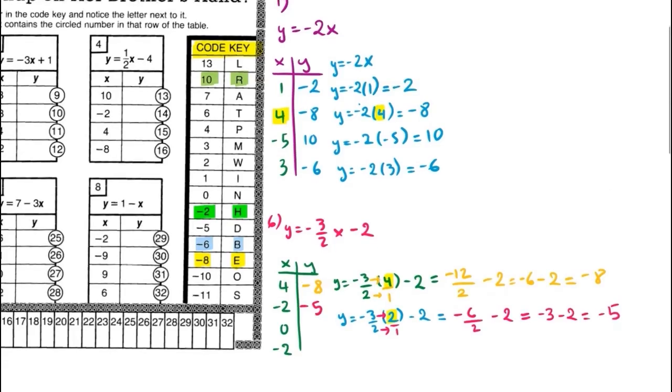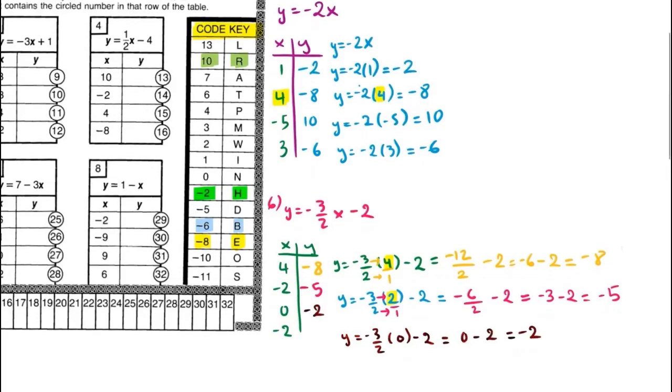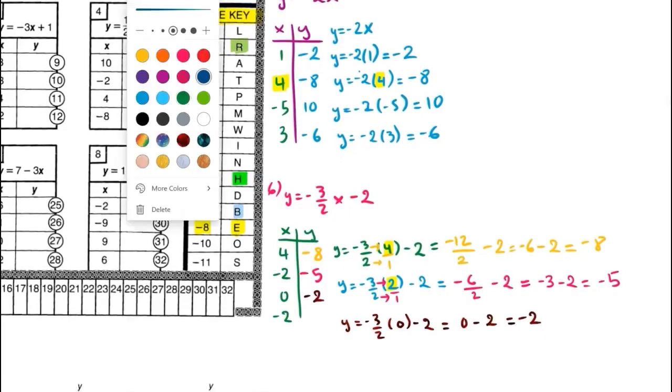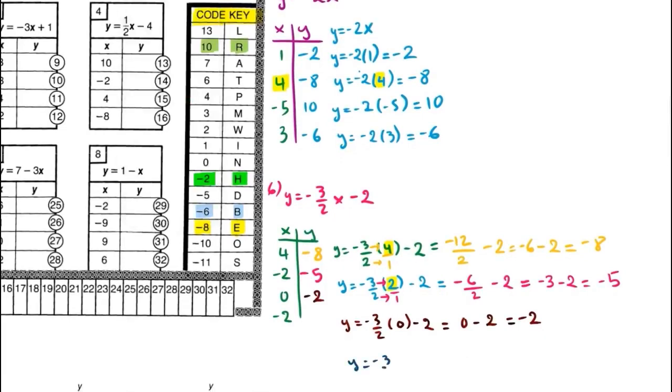Now we plug in the next one. y equals negative 3 over 2 times 0 minus 2. Now this is easier. 3 over 2 times 0 is 0. Minus 2 is negative 2. So 0, negative 2. Last one. y equals negative 3 over 2 times negative 2 minus 2. So that will be 2 over 1. We multiply straight across. That will give you 6 over 2, positive 6 over 2 minus 2. 6 divided by 2 gives you 3, minus 2, which is 1.